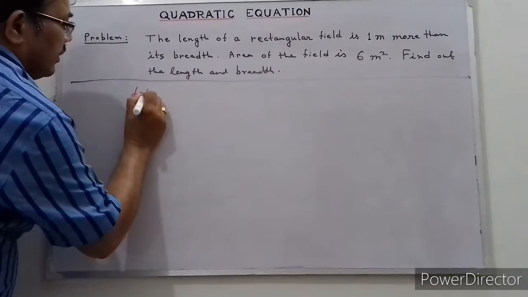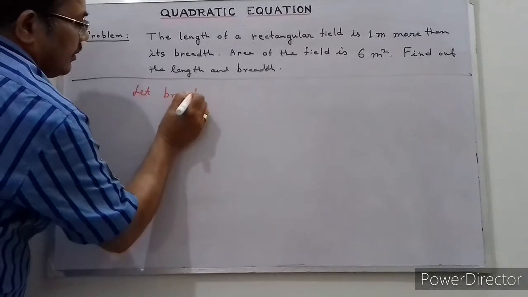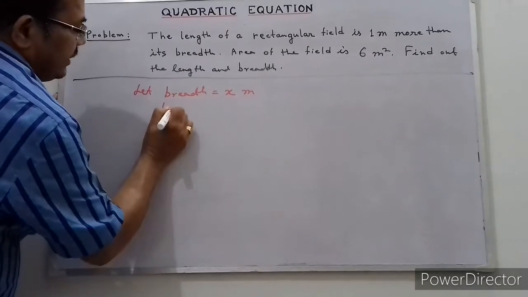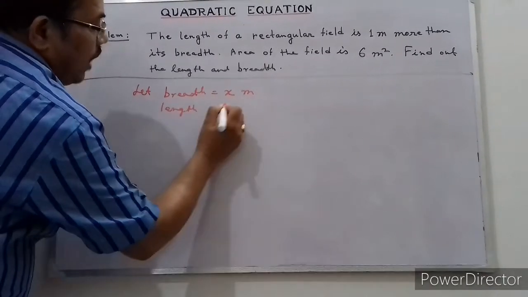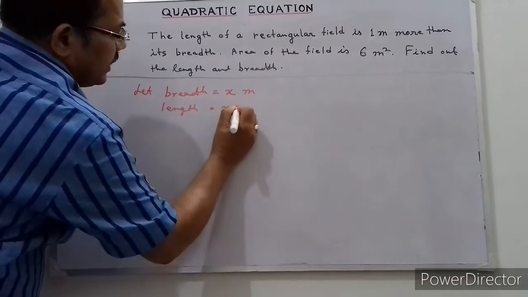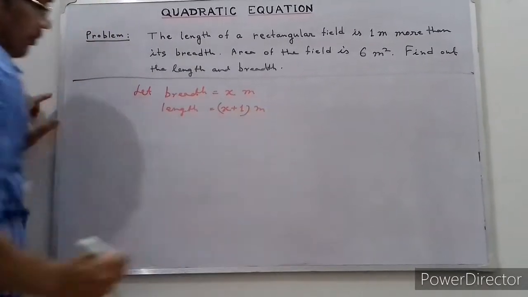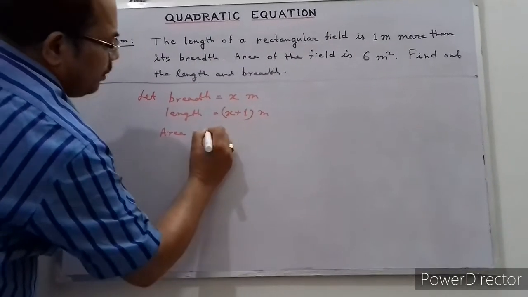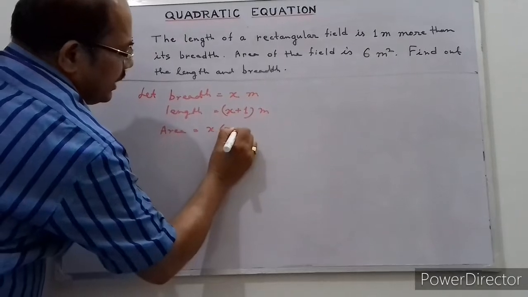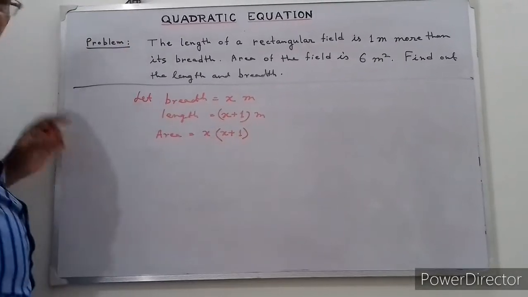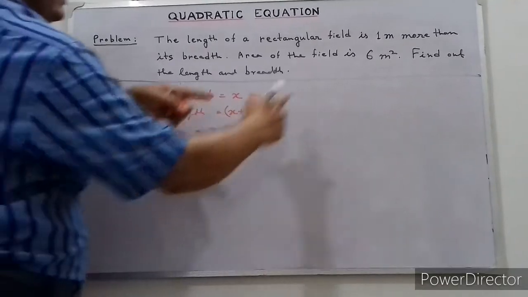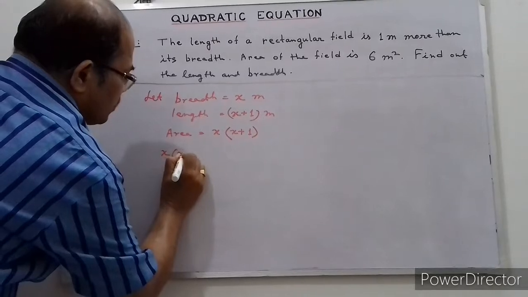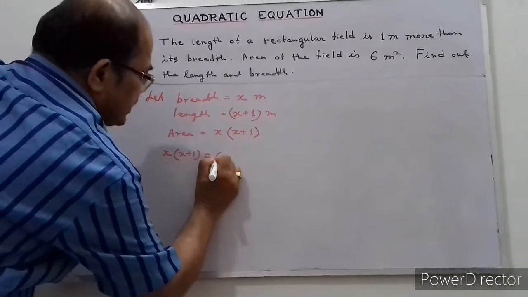So let breadth equal x meter. So length equals how much? 1 more than the breadth, so that is x plus 1 meter. Now what is the area? Area of the field equals length into breadth, that means x into x plus 1, which is given as 6 square meter. So as per the given condition, x into x plus 1 equals 6.